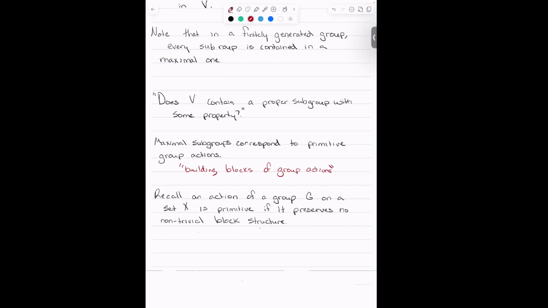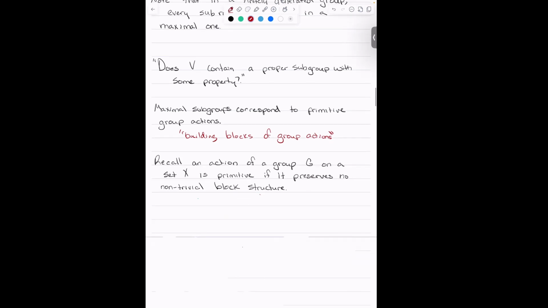More precisely, an action of a group G on a set is primitive if it preserves no non-trivial block structure. So if you have some group and you want to understand the way it can act on spaces, what are the restrictions for types of actions that can occur? Well, you really want to understand all actions, and primitive actions are your starting point for understanding these.